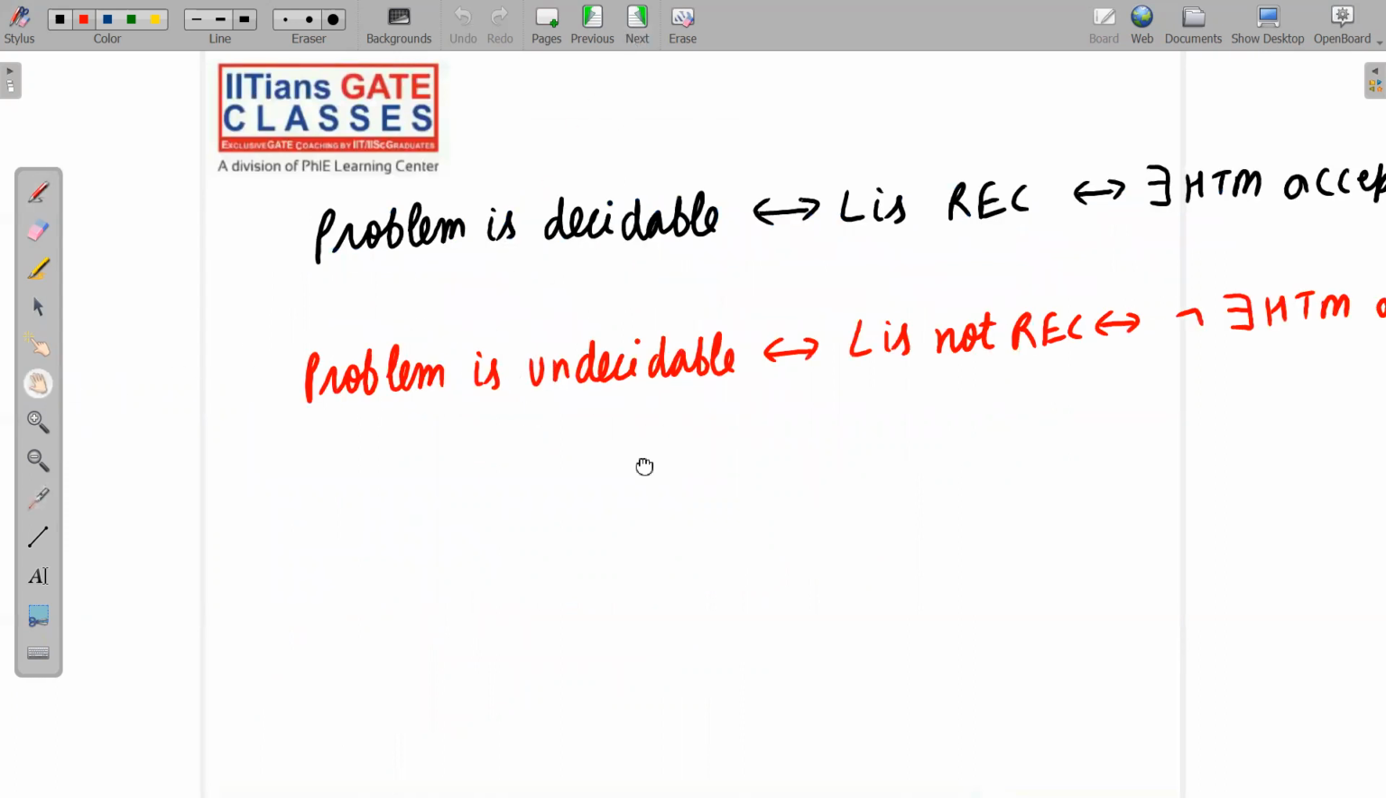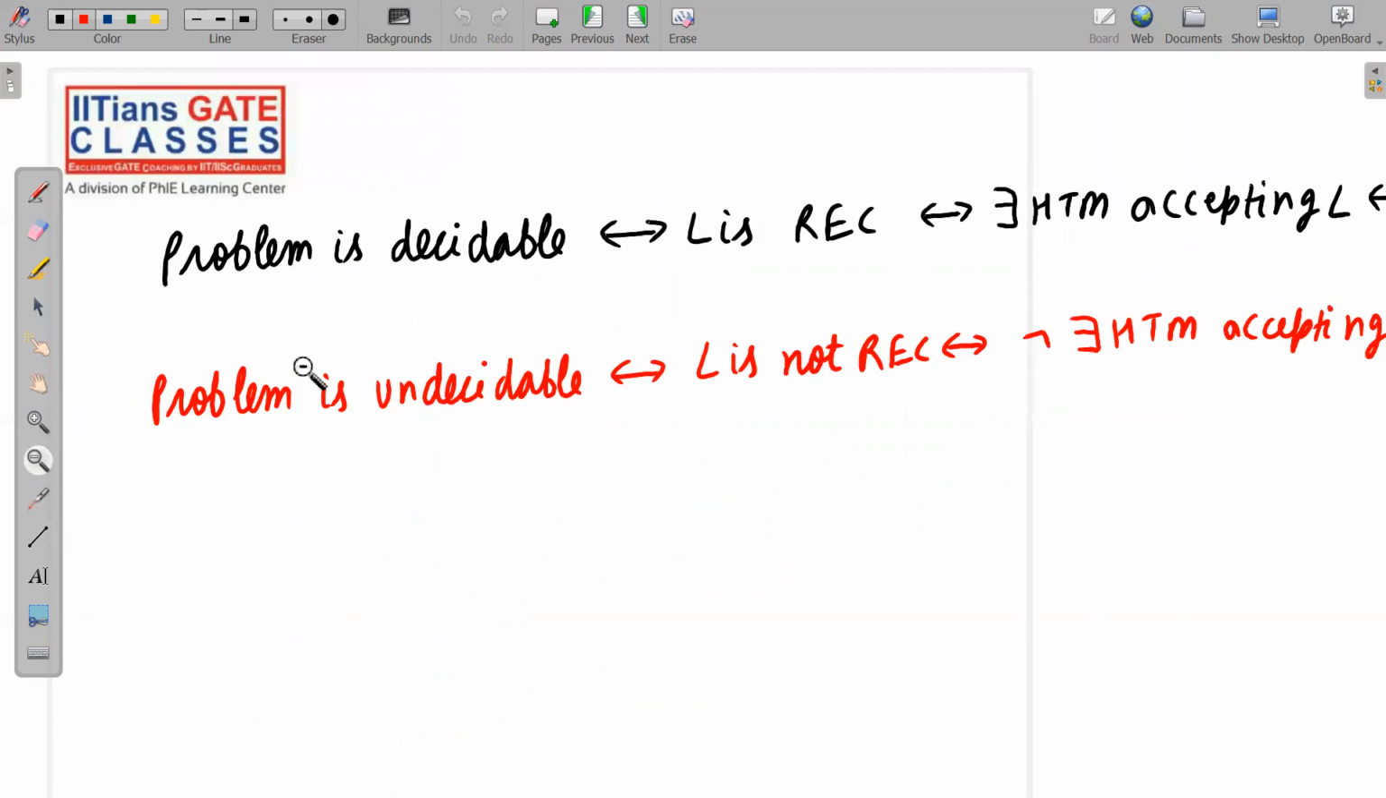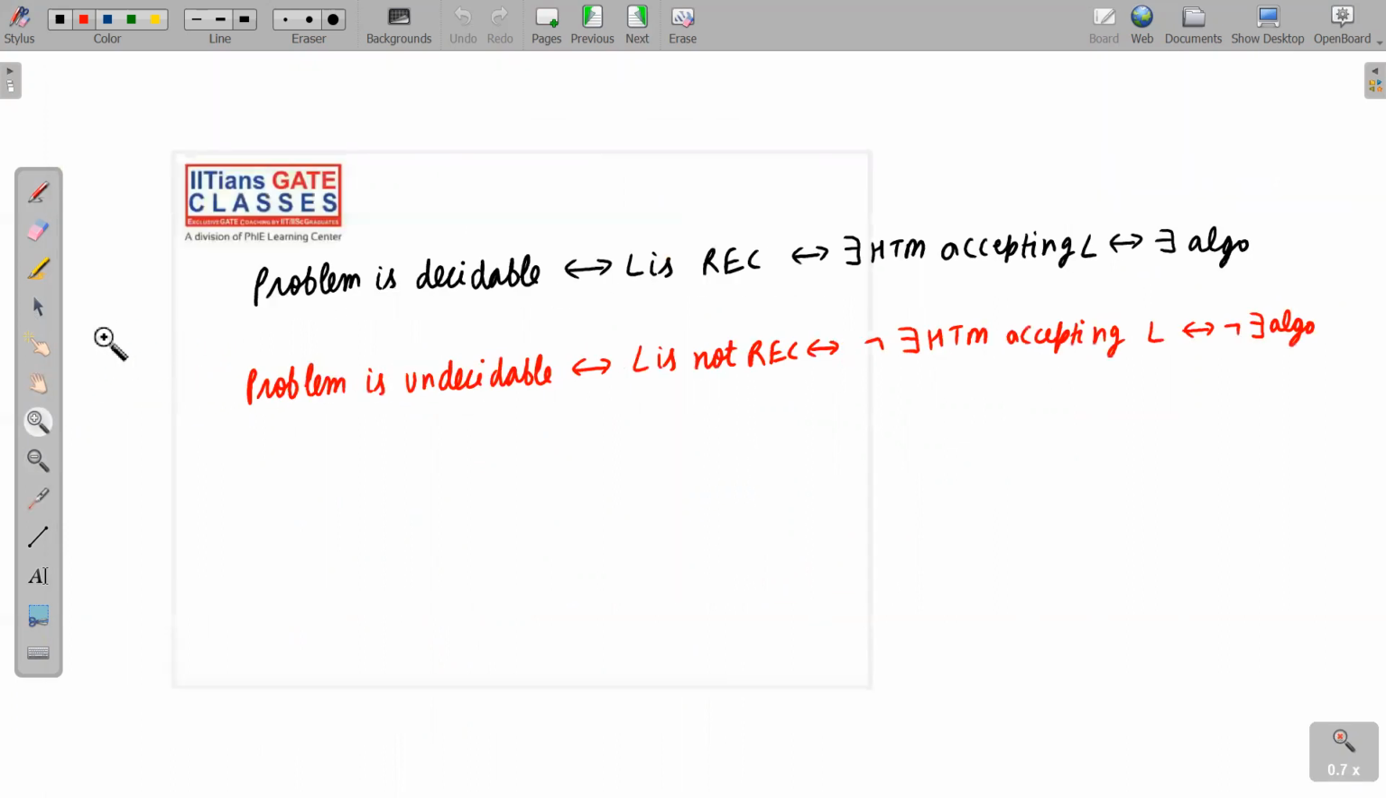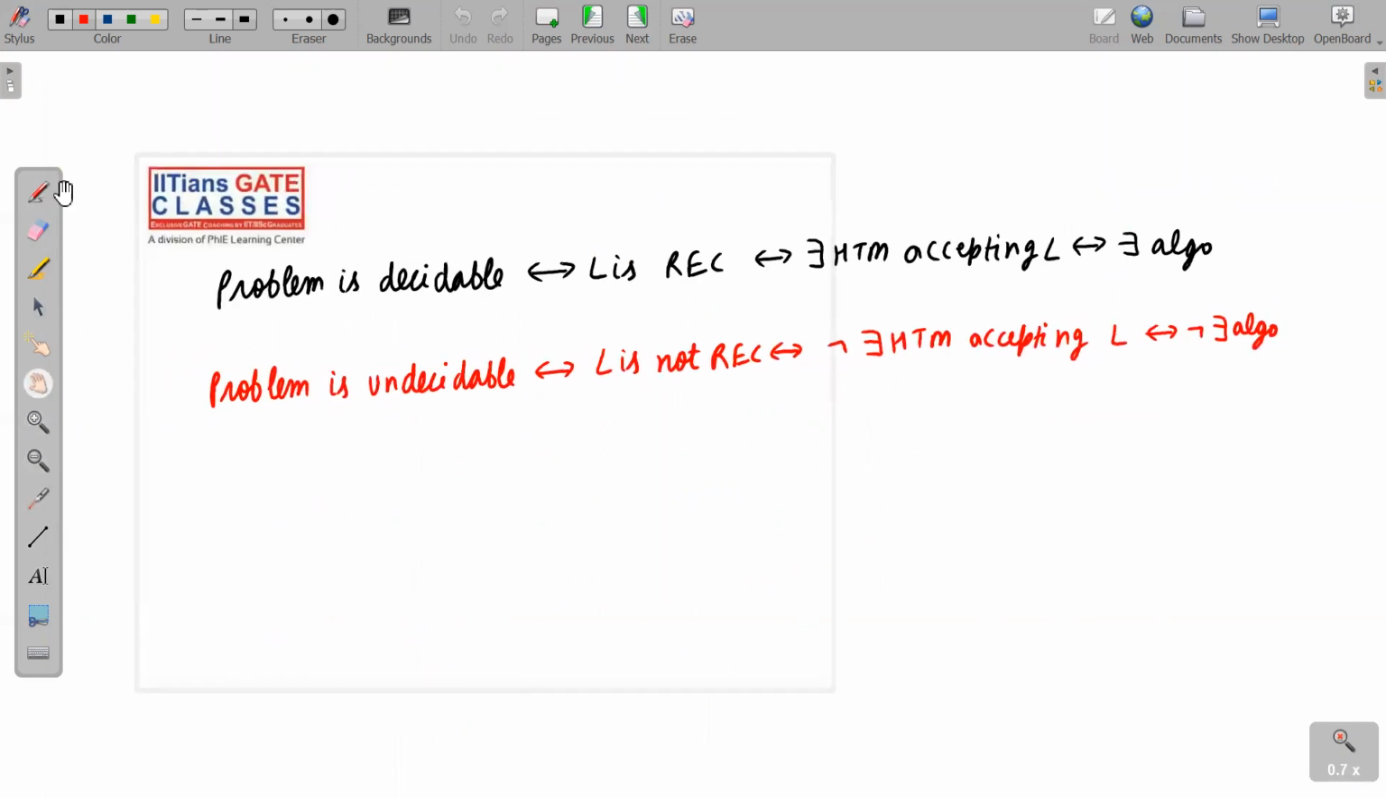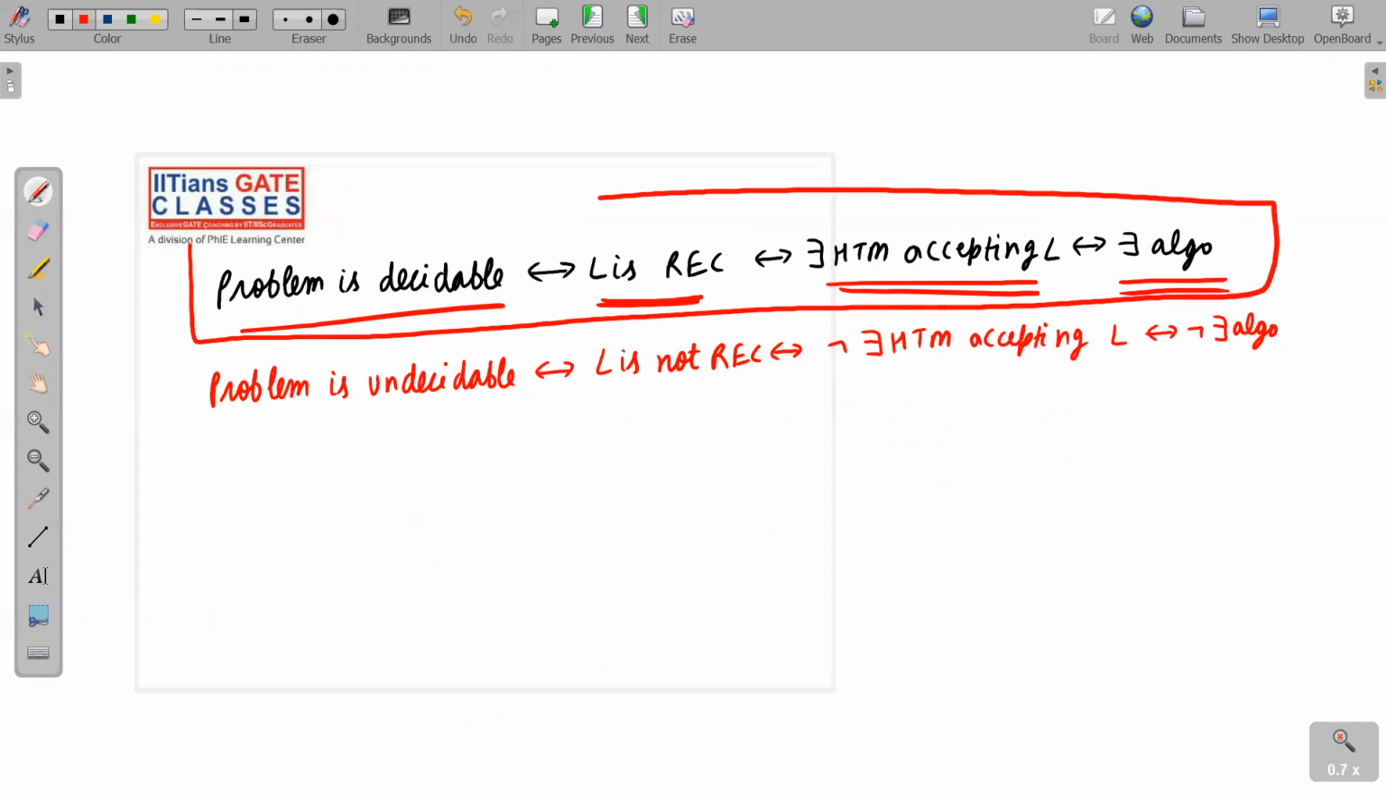So see, this is the summary. This is a very important point. Please note it down properly. A problem is decidable means L is recursive. The language corresponding to the problem is recursive, or there is a halting Turing machine accepting L, or there is an algorithm. These are all one and the same thing. Please note it down carefully, otherwise you will get confused.